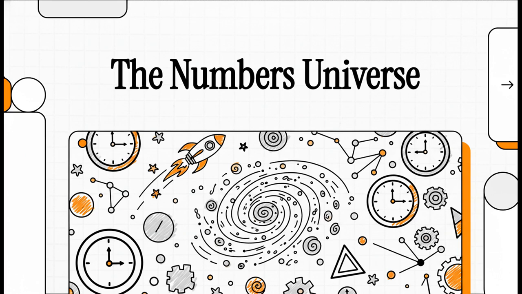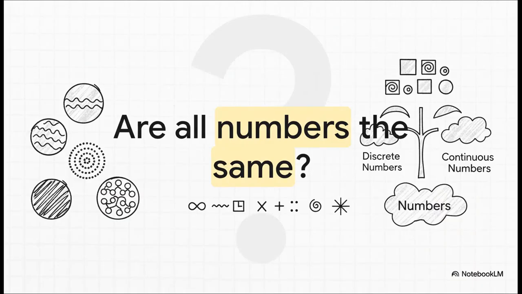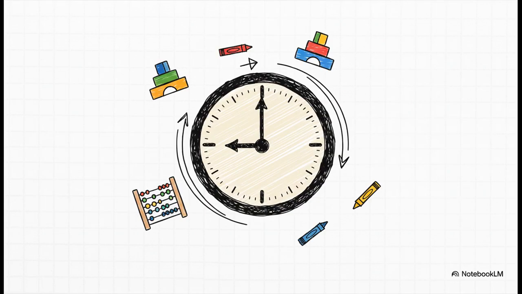Let's dive in. So let's start with the big question. Are all numbers the same? You might think, well, a number's a number. But the answer, and this might surprise you, is a big no. They actually belong to different families, each with its own rules and its own job to do. And to get a handle on these families, we've got to go way back. Let's rewind to the very first numbers any of us ever learned. The ones you use to count your toys or your fingers.